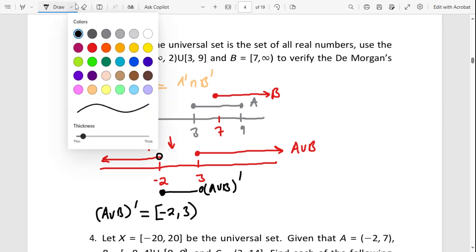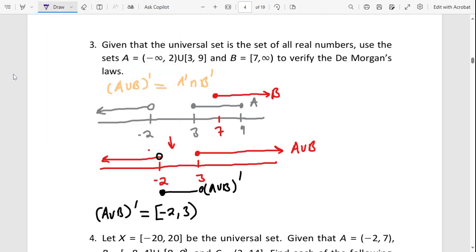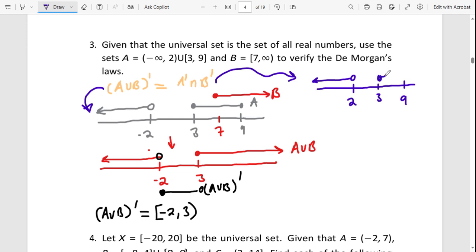Okay? And then I'm going to work out the other part. This part that I did is just the left side. And then let's verify the right side, which is A complement intersection B complement. So first we're going to find A complement. The set A is from negative infinity to 2, and then from 3 up to 9. Okay, like this. This is the set A.